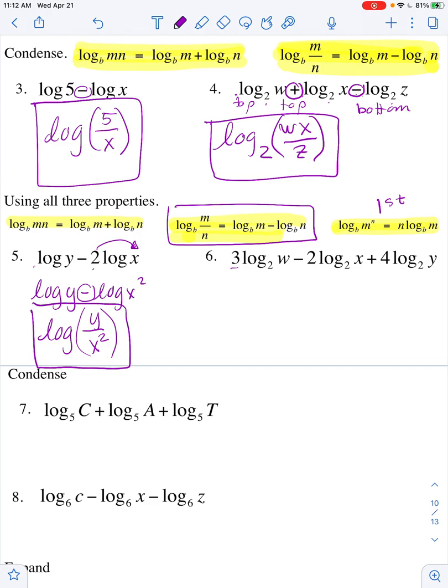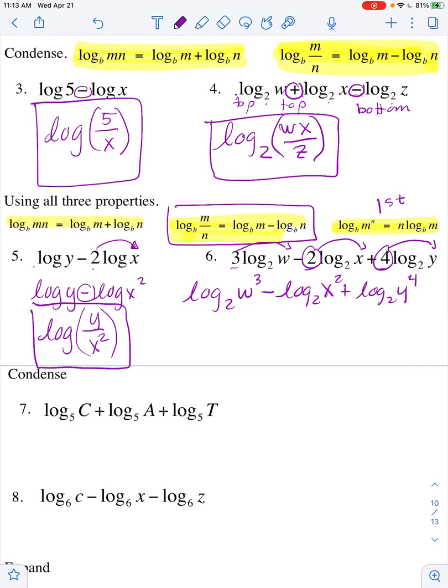Here I have all kinds of numbers and none of them can be there. So they have to go up back into the power where they would have come from while I was expanding. So my first step will have the w to the third power minus log base 2 of the x to this second power plus log base 2 of this y to the fourth power.